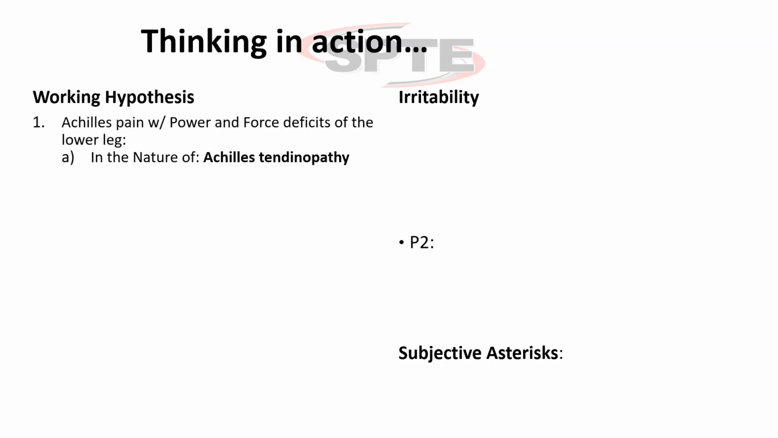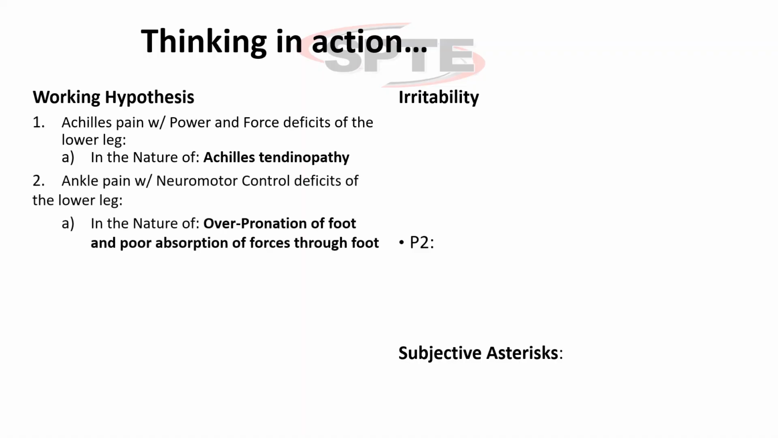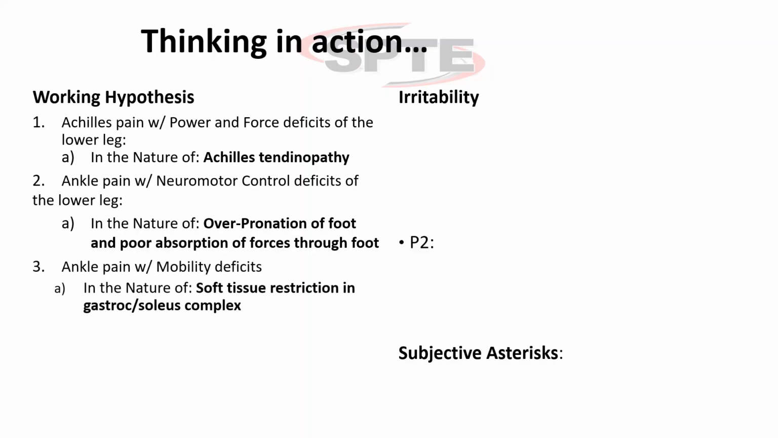So in looking at our initial thoughts on a working hypothesis, first would be Achilles pain with power and force deficits, in the nature of Achilles tendinopathy. Second would be ankle pain with neuromotor control deficits of the lower leg, in the nature of more of an overpronation of the foot and poor absorption of forces through the foot, followed by ankle pain with mobility deficits, where they have soft tissue restrictions of the gastrocnemius-soleus complex.